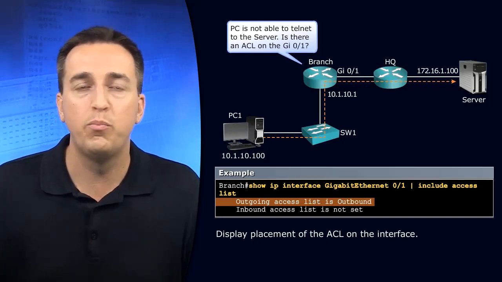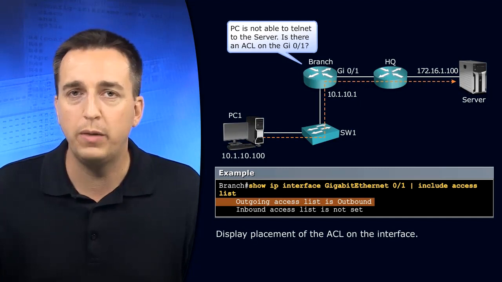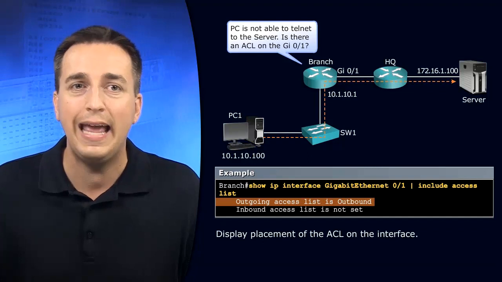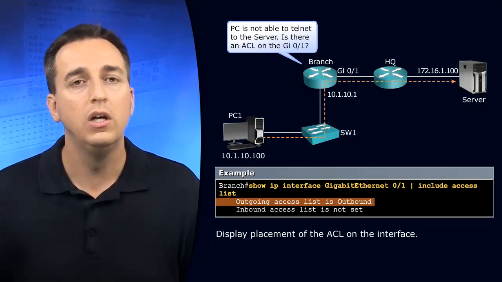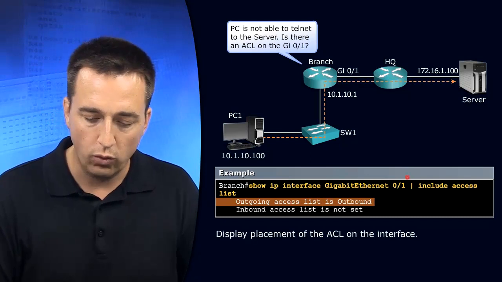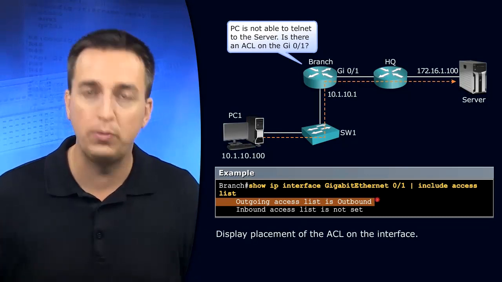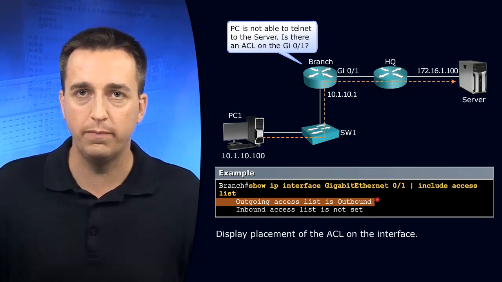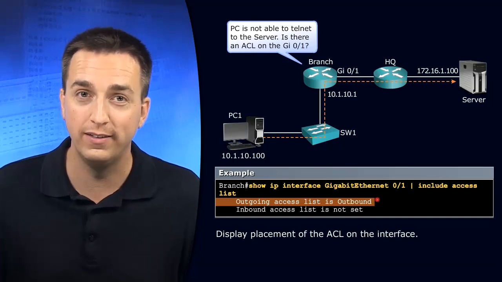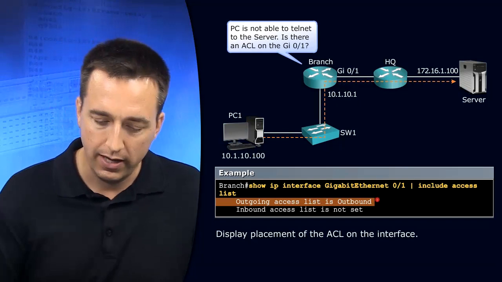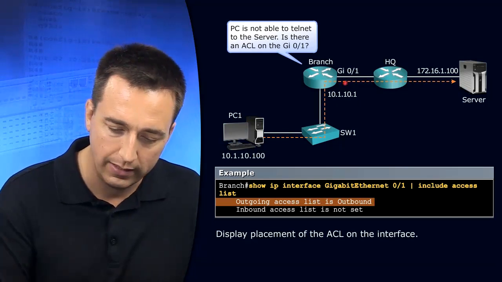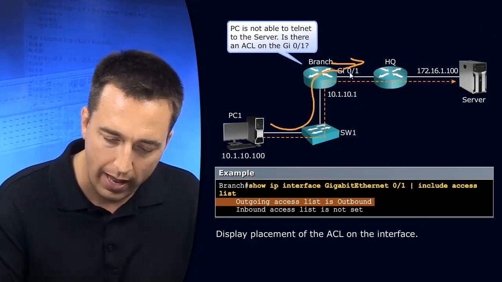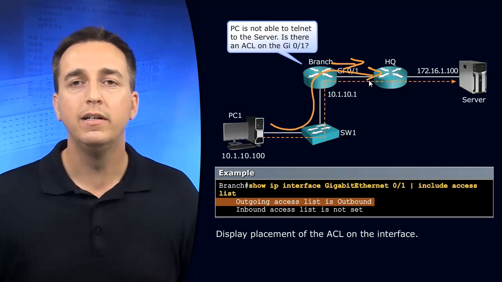So as we're analyzing branch, we determine by using the show IP interface command and browsing through it to look to see if there's any access lists applied to any of the interfaces, we notice that gigabit 0/1 has an access list applied to it in the outgoing direction, so the outbound direction. This ACL is actually called outbound. A little confusing on our part right now, but this is the name of the ACL, outbound, and it's applied to this interface in this direction. So traffic flowing this way is going to be affected by the ACL.